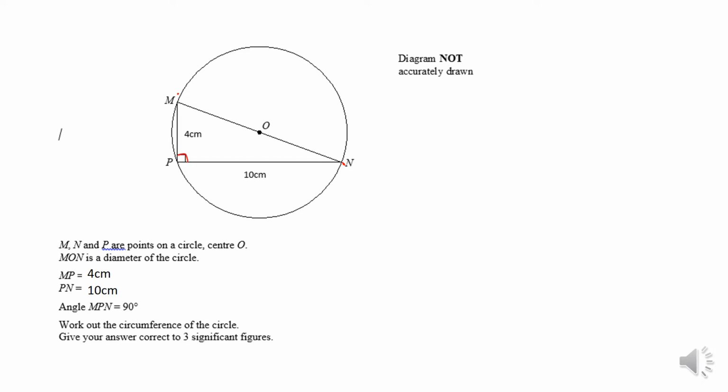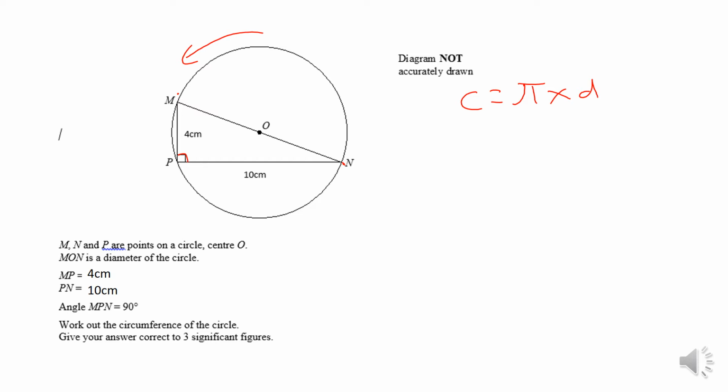Work out the circumference of the circle. So the circumference of the circle, first of all, it's asking for the length around the whole circle. Give your answer correct to 3 significant figures. Now first of all, I'm going to go through how I would normally work out the circumference of a circle, and that is by following the formula that circumference equals pi times diameter. And we know that line MN is the diameter of the circle, but we don't know how long M and N is. So that's what I need to work out.